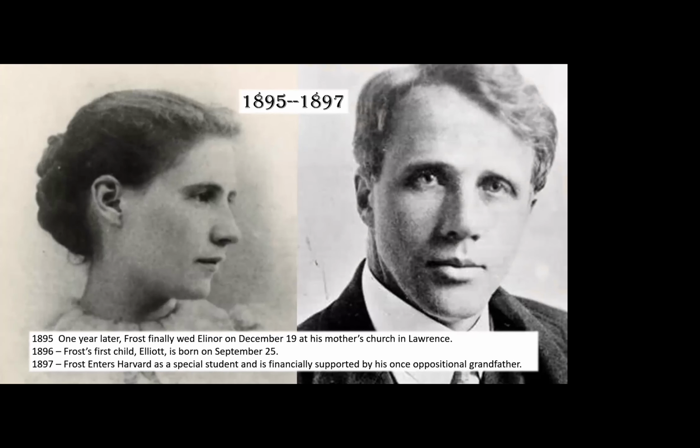Well, 1 year later, in 1895, Frost finally wed Eleanor on December the 19th at his mother's church in Lawrence. In 1896, Frost's first child, Eliot, was born on September the 25th. And in 1897, Frost gives it another go. He enters Harvard as a special student and was financially supported by that once oppositional grandfather.